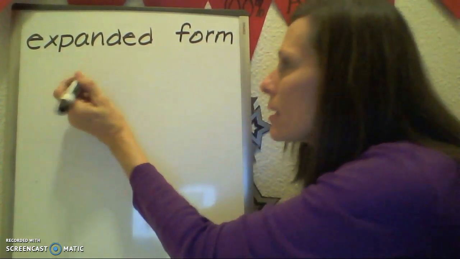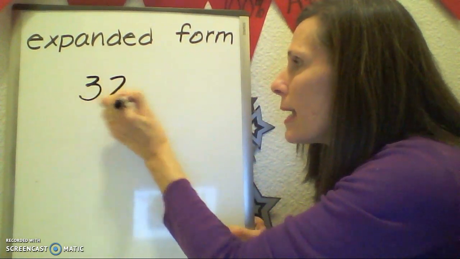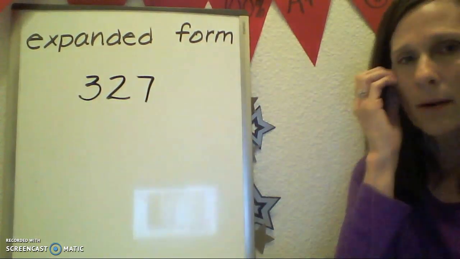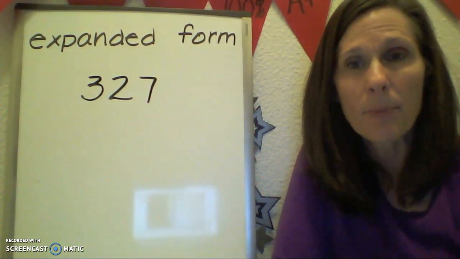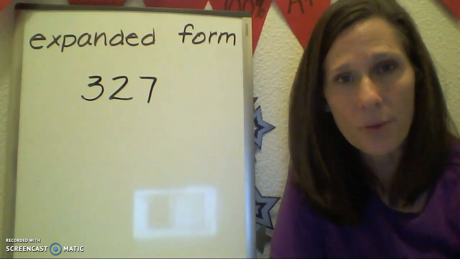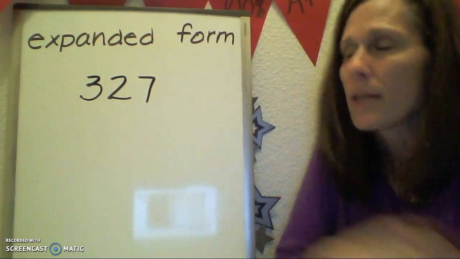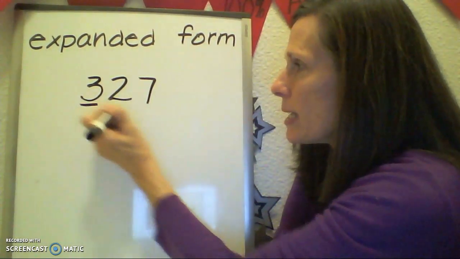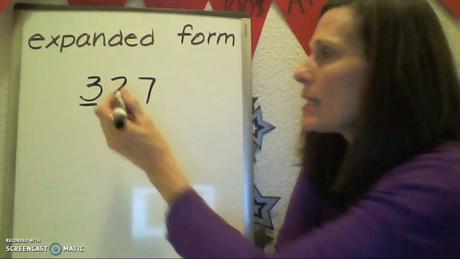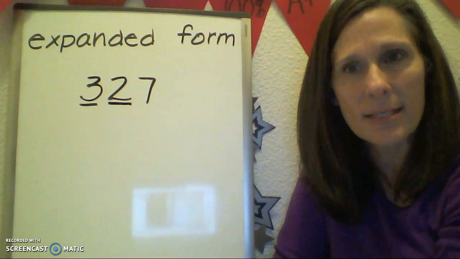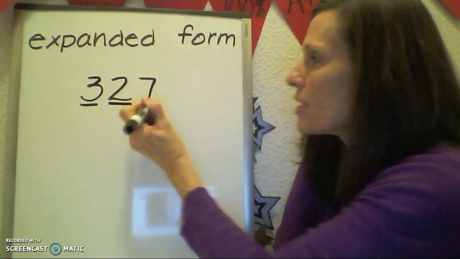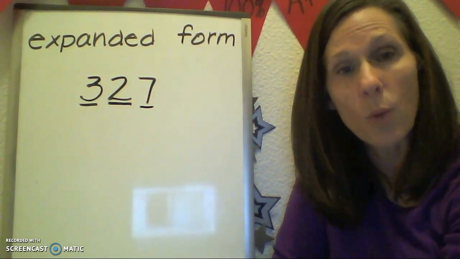How about 327? All right, so I'm going to write it as a sum. I'm going to put it in a plus equation, and I'm going to show the value of each digit. So the first digit is 3, that's in the hundreds place. The second digit is 2, that's in the tens place. And the third digit is 7, and that is in the ones place.